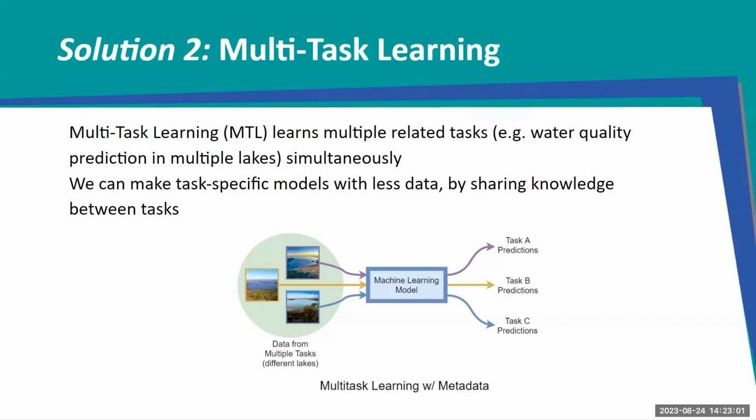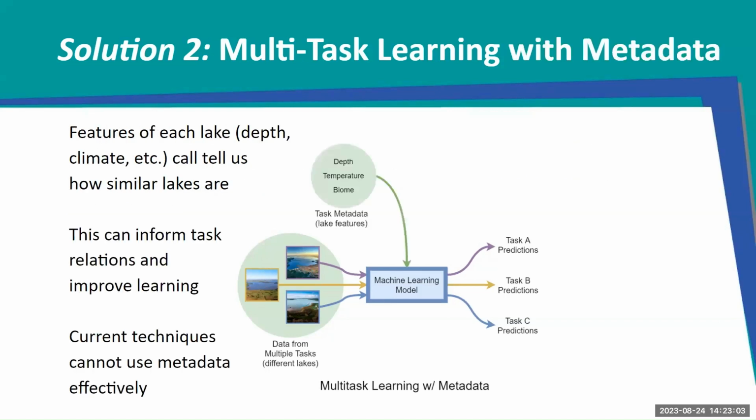And we thought we could take this one step further. We can use metadata. What do I mean by metadata? Well, in this problem, we've got quite a cool opportunity: we have data about the lakes themselves. This can be thought of as task level information. This is things such as the depth of the lake, the temperature of the lake, the climate, the biome around the lake. These things are really informative with regards to which lakes are similar to each other.